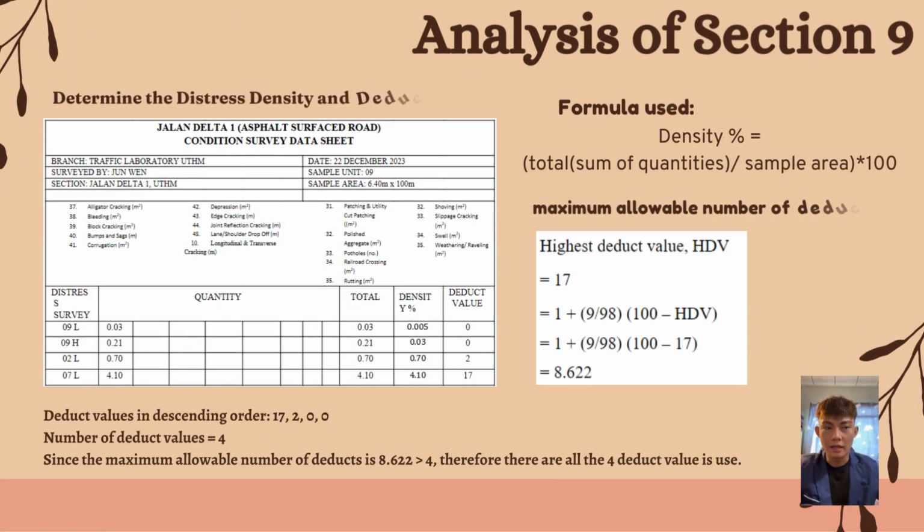Now we do the analysis of section 9. As usual, we determine the distress density and deduct value. We can get the highest deduct value, HDV, equal to 17. So we apply it in the equation. We can get the value is 8.622. So the number of deduct values is 4, and since the maximum allowable number of deduct values is bigger than 4, all 4 deduct values are in use.